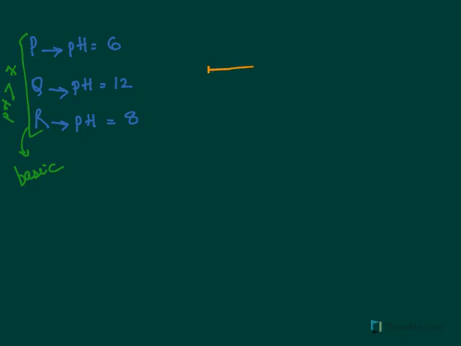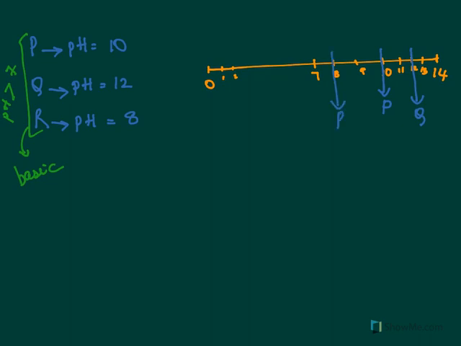Now to find who's most basic, I'll draw the pH scale again, 0 to 14. Since this is basic, I've drawn only the basic scale, not the acidic one. pH 6 would be acidic, so I need to change it to pH 10, because we are dealing with bases. So I make P as pH 10. P would be here. Q is 12, so Q would be here. And R is 8, so R would be here.